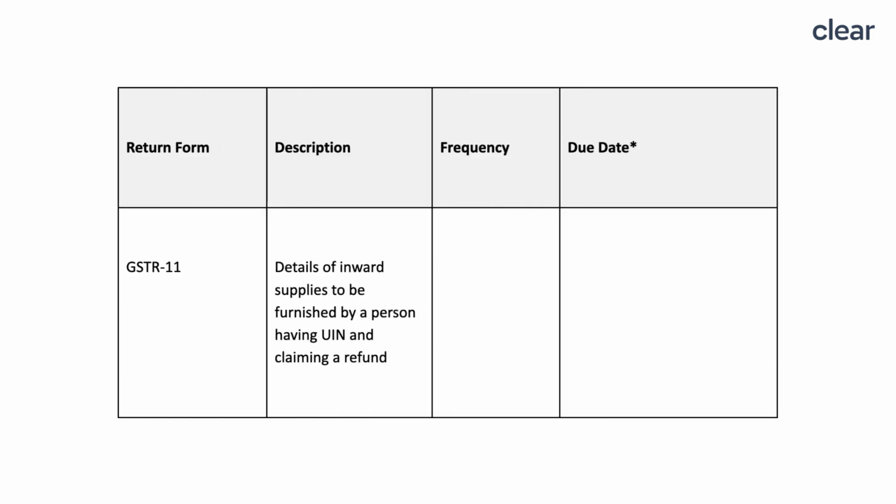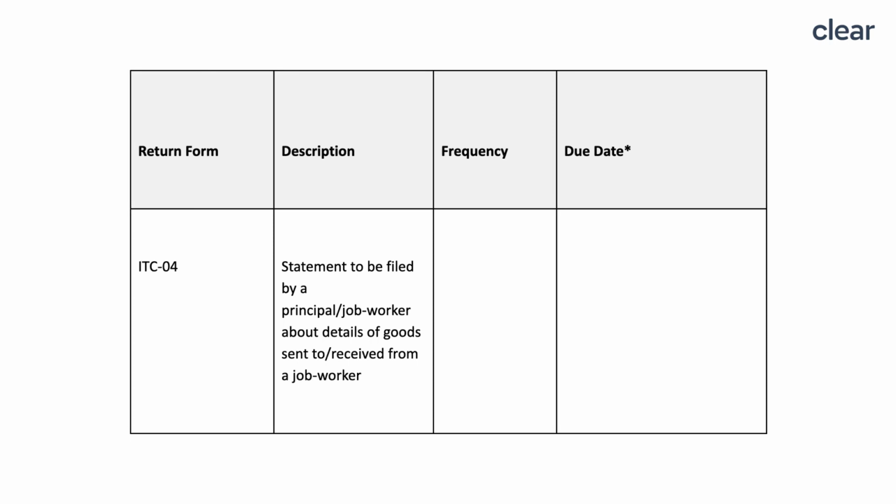The last return in GSTR series is GSTR11, which contains details of inward supplies to be furnished by person having UIN and claiming refund. The GSTR11 is to be filed monthly by 28th of the month following the month for which statement is filed. Wait, we are yet to be done with all the statements to be filed.